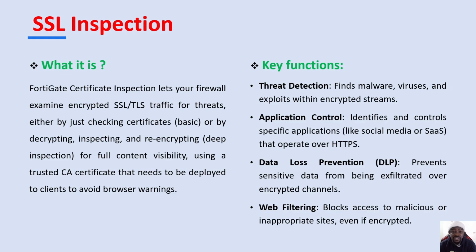The key functions of SSL inspection are, first, threat detection: inspection will check if there is any malware or virus. Application control, to identify specific applications like social media or other categories that we need to act on. We also use SSL inspection for data loss prevention, to prevent your data from being exfiltrated over an encrypted channel. And we use it for web filtering, to block malicious websites.